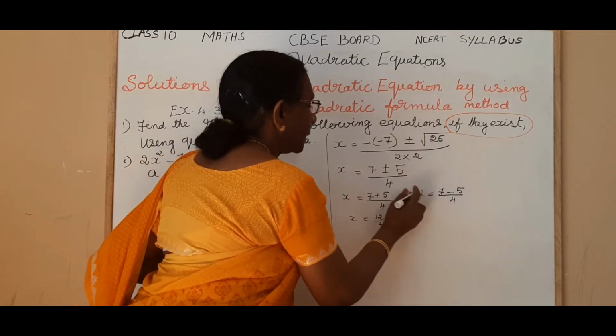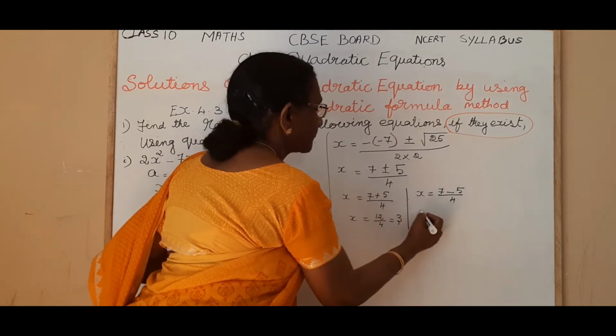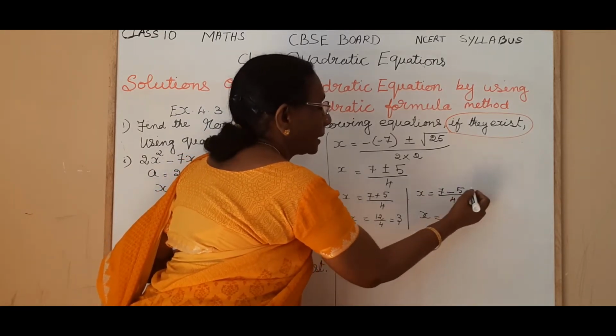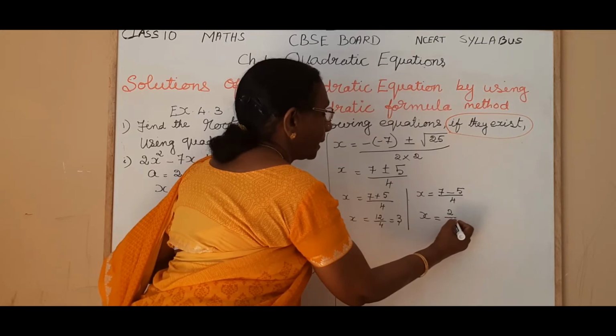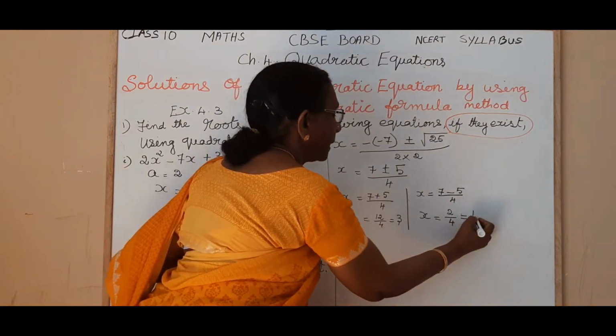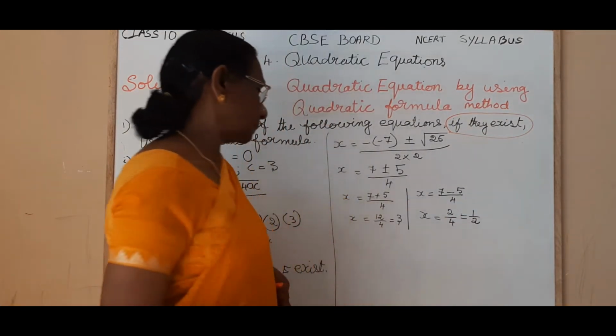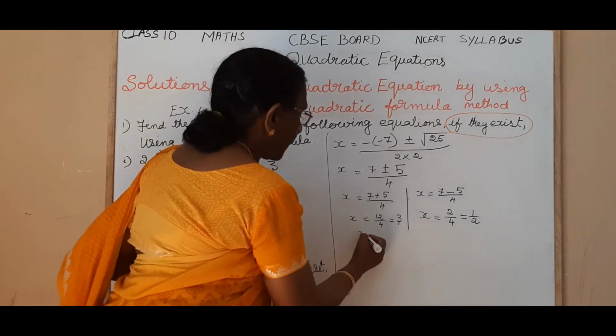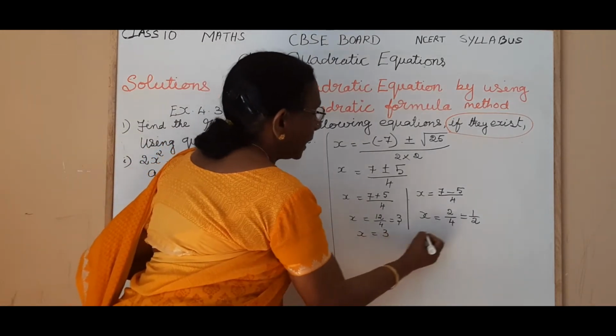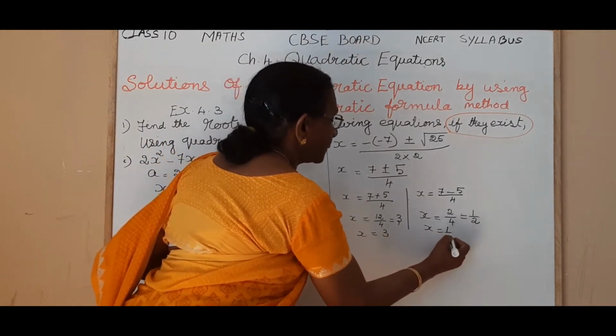And when x is equal to 7 minus 5, what is it? 2 by 4. Now you simplify, 1 by 2. Okay. So x is equal to 3 and x is equal to 1 by 2.